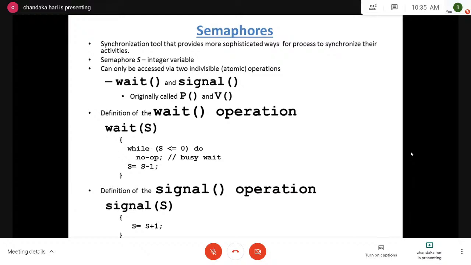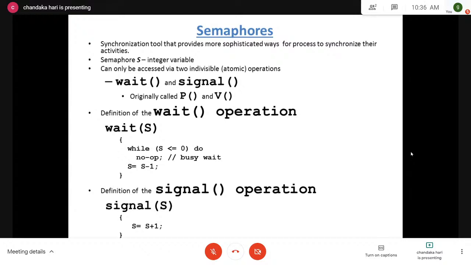Before going to that, a very simple logic is that this S variable is initialized with 1. A semaphore is a small synchronization variable which is having either 1 or 0. 1 means that this particular variable is not locked by any process. If the semaphore variable is 0, it is already locked by someone. This is a simple logic.